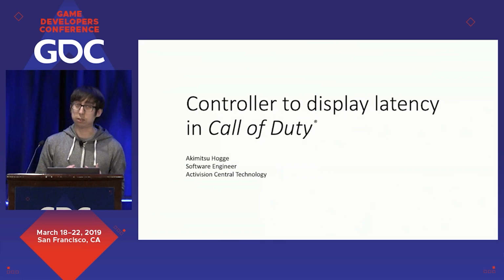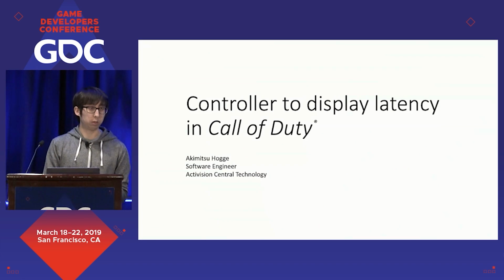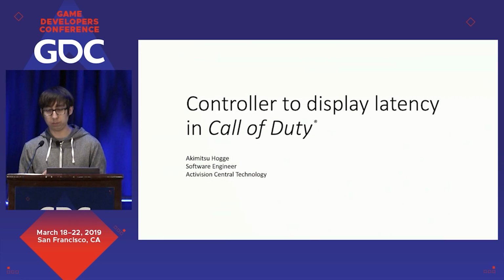Ultimately, the goal is to describe a dynamic throttling system that we added to recent Call of Duty games to reduce controller-to-display latency. But first, we're going to discuss how we measure latency, and then we'll dive into specific aspects of the engine that had to be factored into the throttle. Finally, I'm going to discuss the implementation of the throttle and its impact on a recent game.